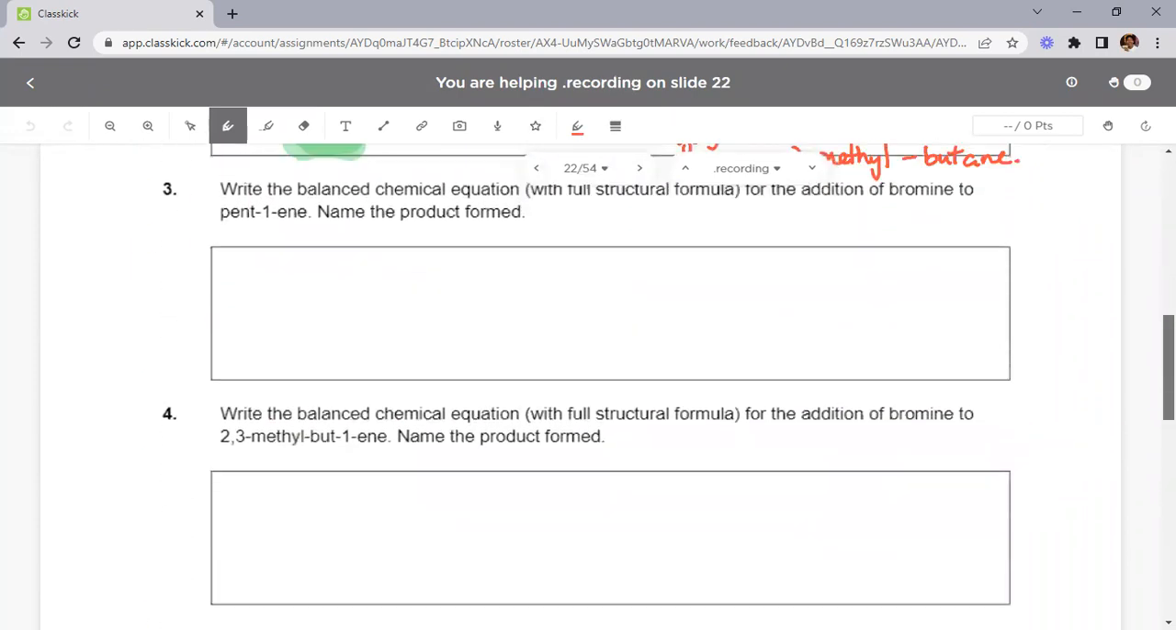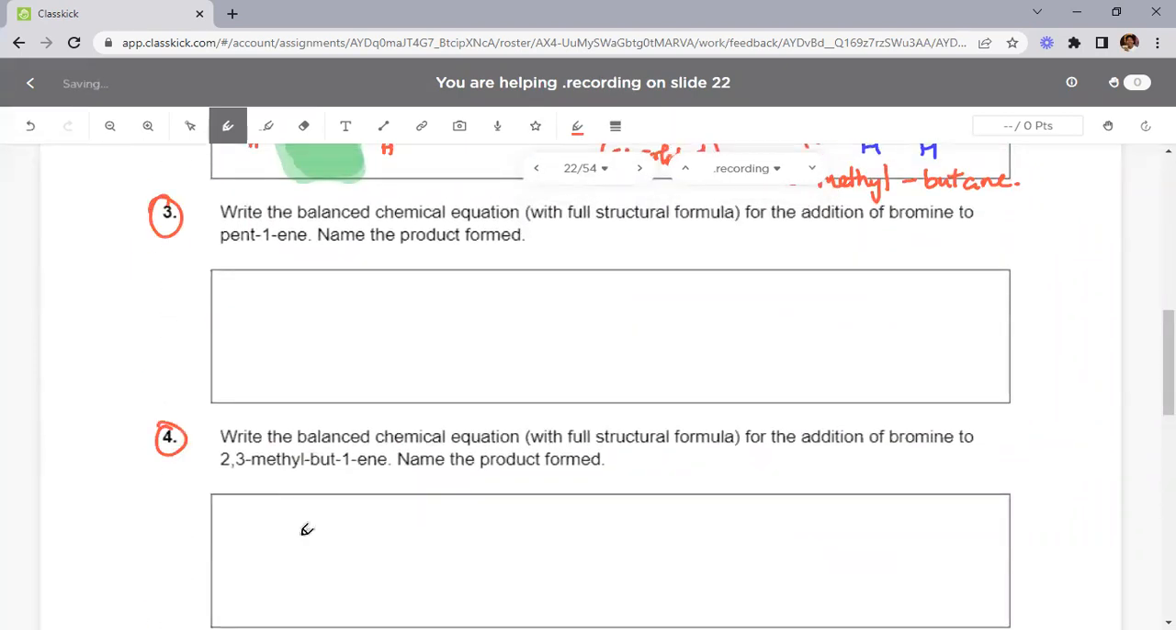Okay, I want you to try now question 3 and question 4. But this time around, I'm going to show you pent-1-ene, because you don't know how to draw, so I'm going to draw the initial thing for you. So how does pent-1-ene look? Pent-1-ene looks like this.